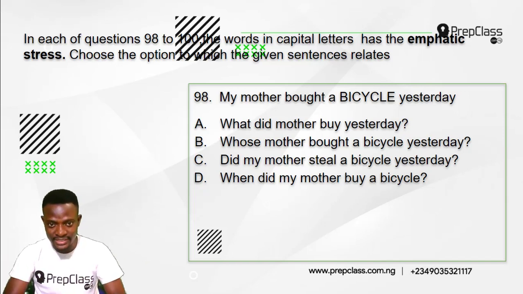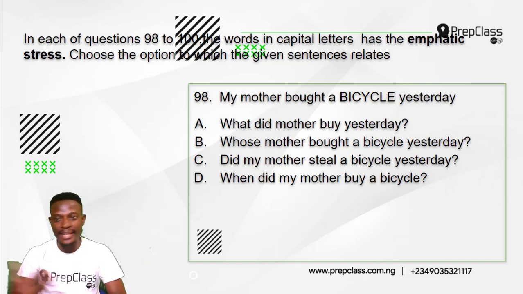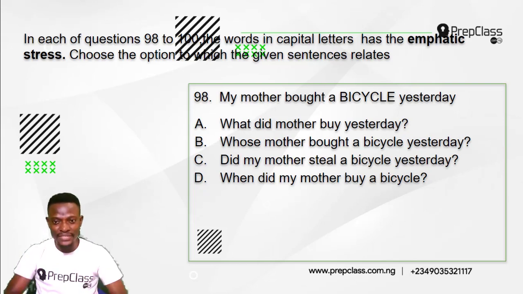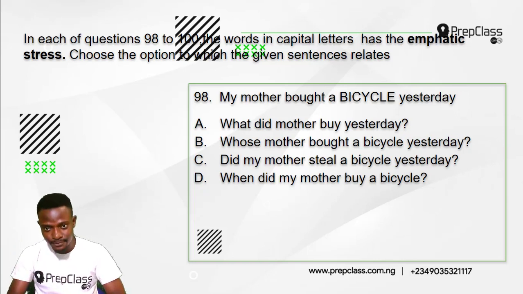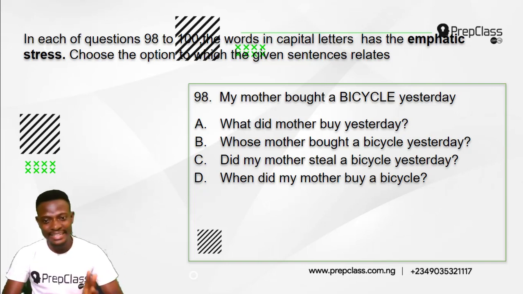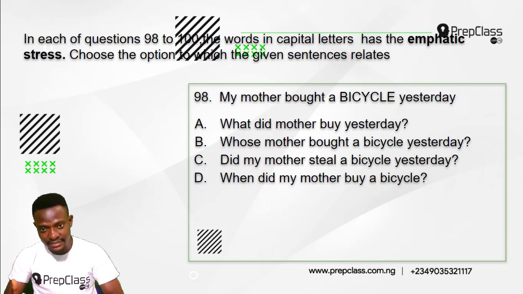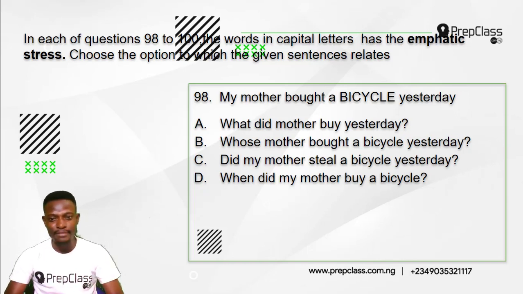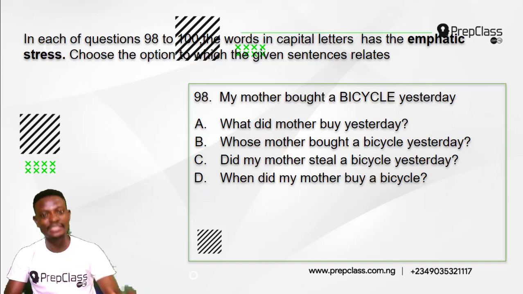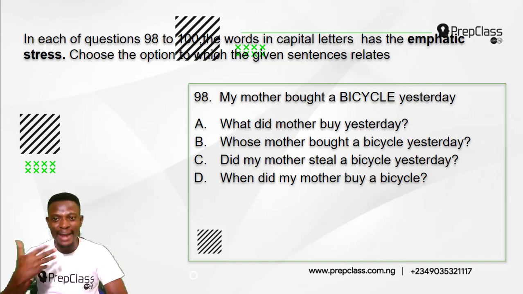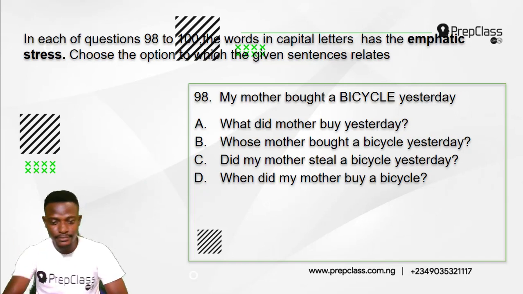Now, question 98 reads, my mother bought a BICYCLE yesterday. Now, the word that receives the emphatic stress here is bicycle. Option A, what did my mother buy yesterday? Option B, whose mother bought a bicycle yesterday? Option C, did my mother steal a bicycle yesterday? Option D, when did my mother buy a bicycle? So which of these options relates to the sentence, my mother bought a bicycle yesterday?